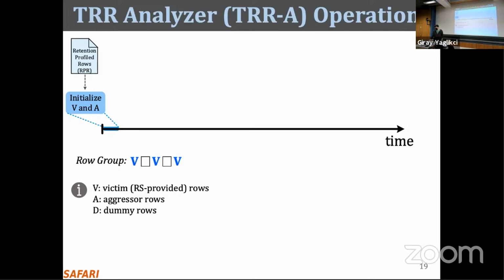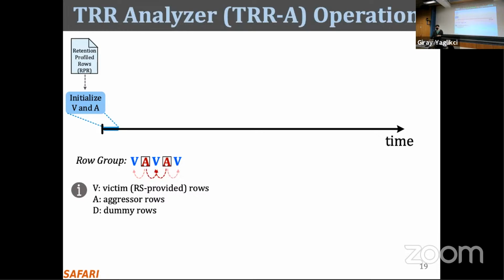Okay, so the user specifies aggressor rows in locations relative to the retention profile rows, as you see in the row group representation, the example over here. If you assume a row group as shown here with 3 victim rows, 1 row apart, a user may specify a single aggressor row to be between the first 2 victim rows. In that case, we expect this aggressor row to affect the 2 victim rows as shown here, right? And then we also expect the TR mechanism to refresh 1 or both of these victim rows.